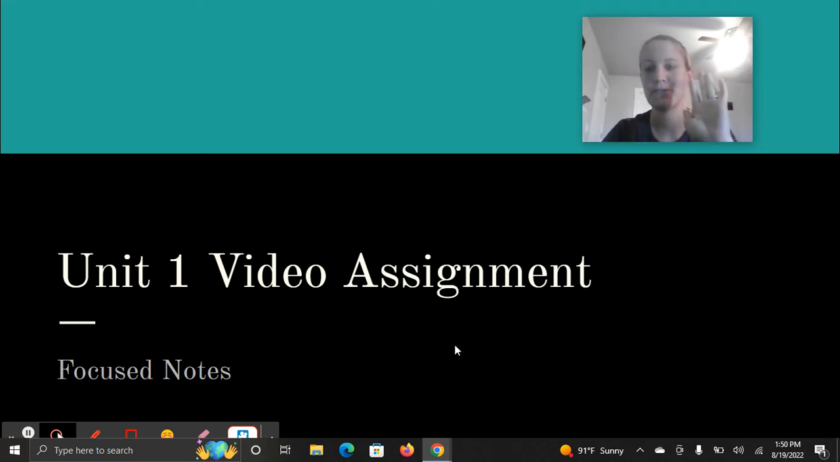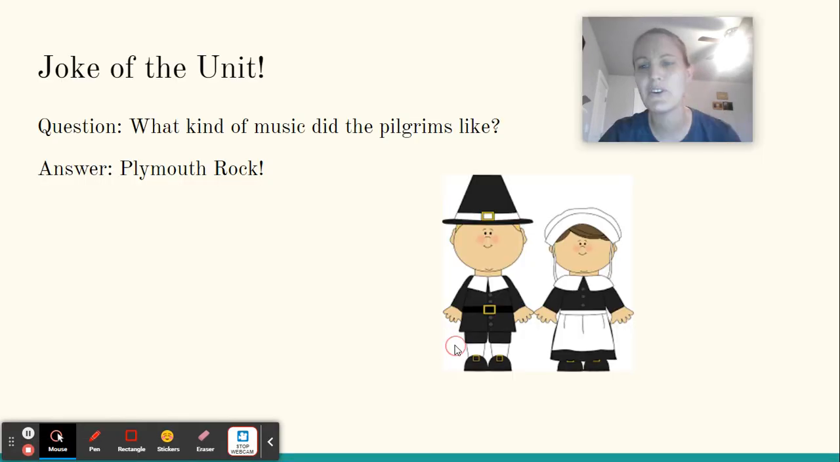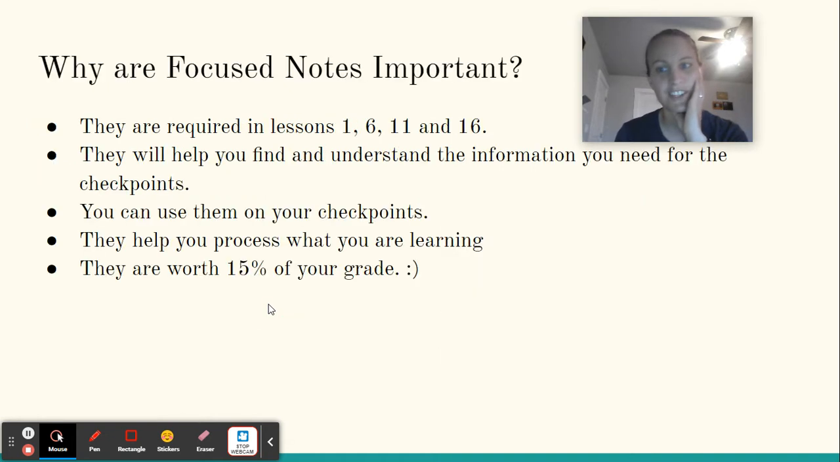But before we do, I do have a treat for you. If you're not familiar with this, it is called the joke of the unit. Okay, what kind of music did the Pilgrims like? Answer, Plymouth Rock. No? Not funny? It's funny. Come on, guys. It's funny. All right. Well, if you didn't think that was funny, at least you can learn about focus notes.